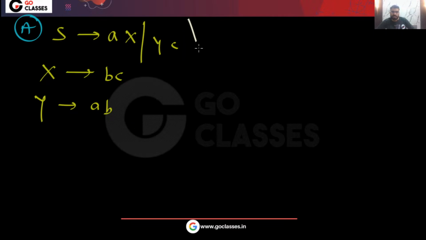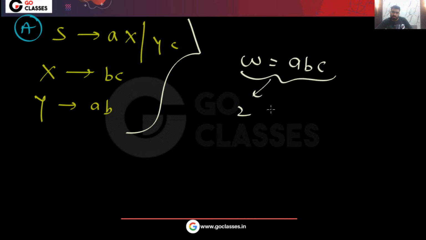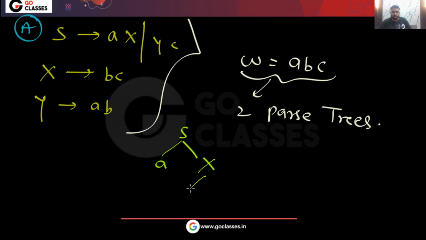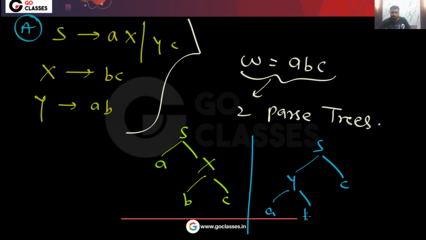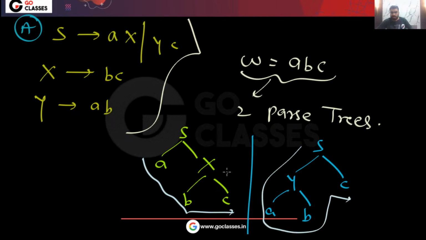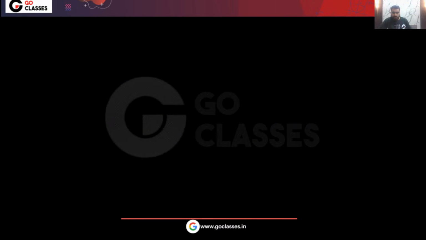Now in this grammar you can easily see, look at this string W equal to ABC. For this string you can create a total of two parse trees. One parse tree you can create like this: from S you can go to AX and from X you can go to BC. The other parse tree will be like this: S you can replace with YC and this Y you can replace with AB. So you can easily see that here you have ABC and here also you have ABC. So for this string ABC you have two parse trees. So this is definitely ambiguous. Option A is ambiguous.